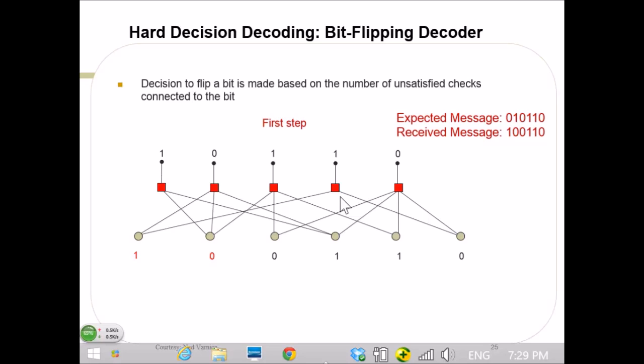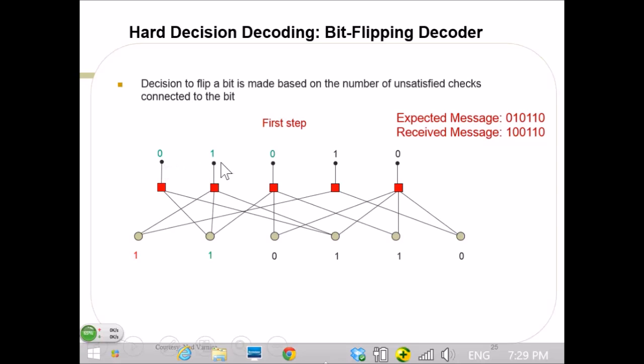Now in the first step, as I said, we have an expected message and a received message, and we are examining the number of unsatisfied checks for each of them. This bit has 2 unsatisfied check neighbors, because this check is not satisfied and this check is not satisfied. All the other bits have 1 unsatisfied check or 0. So now you can flip this bit. Then you recompute these checks. Essentially, the flipping you can consider as a variable node update, and recomputing the syndromes you can consider the check node update.